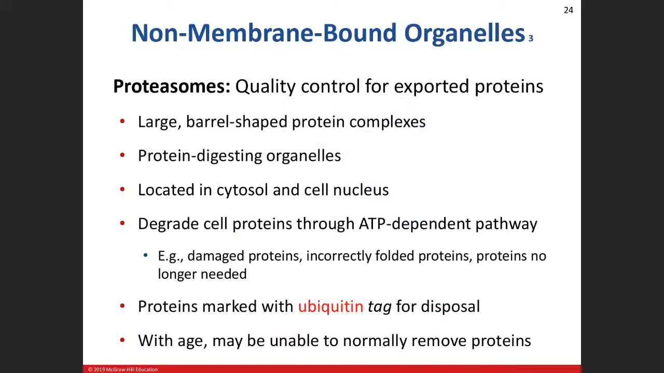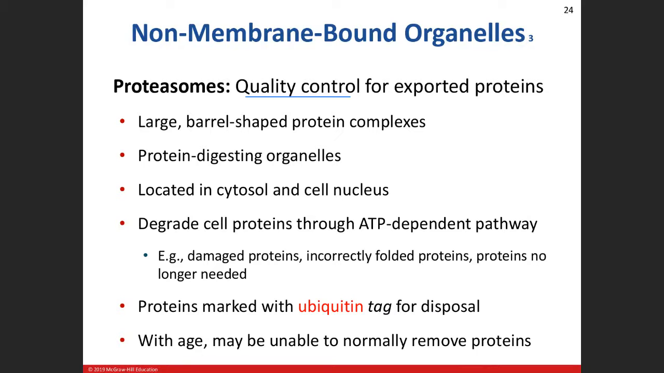All right, and then one of the last non-membrane bound organelles is the proteasomes. I love the term listed here: they're the quality control of proteins. There are situations in which proteins are going to be made in the cell, and the cell doesn't get everything right all the time. So sometimes we have to check everything.